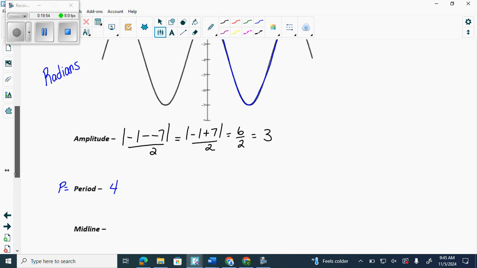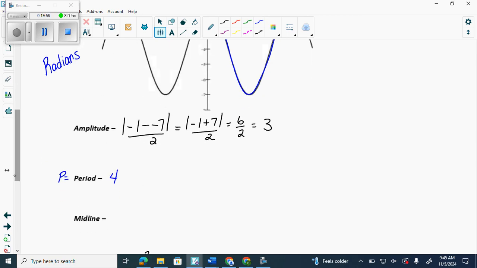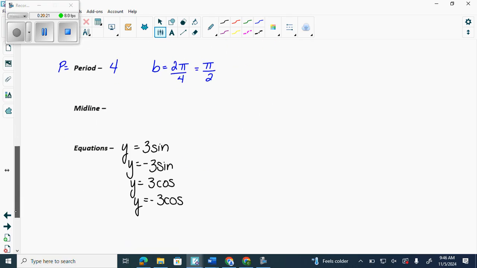Okay, this one has a period of 4. So your b equals what? What do we do? 2π over 4. So it's π over 2. So do you see that if you put the period 4 in for b, it's immediately done? That equation would be wrong. So as long as you remember the period and the b are not the same thing. So it's π over 2.